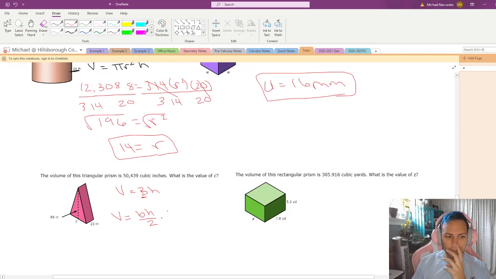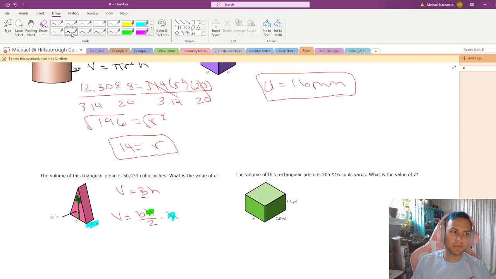This kind of gets a little bit weird because we're going to times it by the height. So what we need to keep track of is which height is which. This height is the height of the triangle, so that's going to be that 86. This height is the height of the prism. That's going to be the distance between the two triangles, which is the 23. So keep those kind of separate in your mind of which one you're doing and when you're doing it and why.